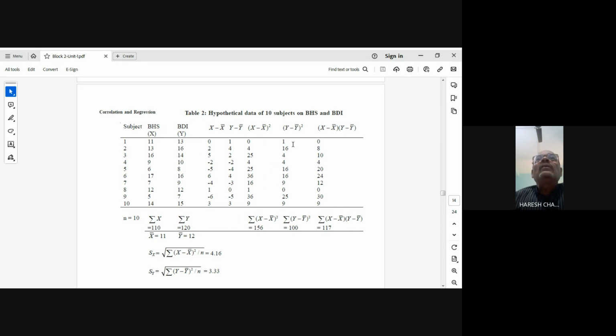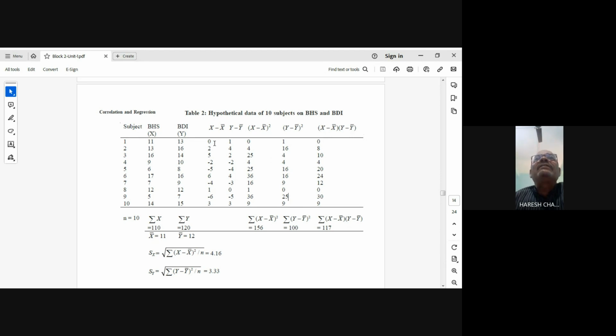Now the next is the square column of y minus y dash. This is there in your booklet, therefore I didn't have to give it to you separately. Now y minus y dash square: 1, 1; 4, 16; 2, 4; minus 2, 4; minus 4, 16, like that. And then the next column is the covariance column, that is x minus x dash into y minus y dash.